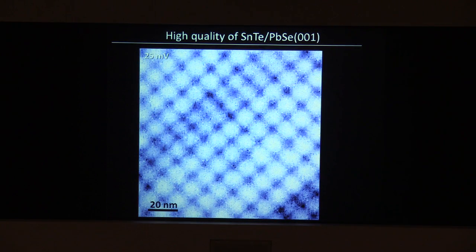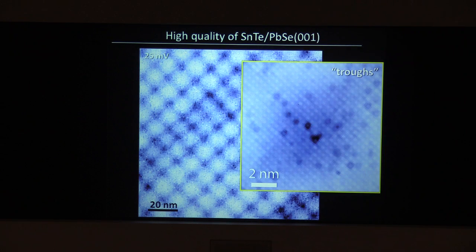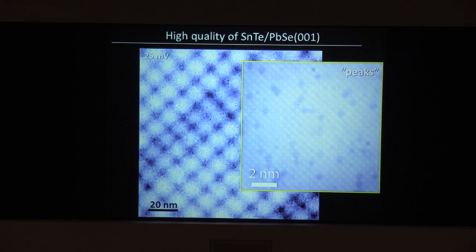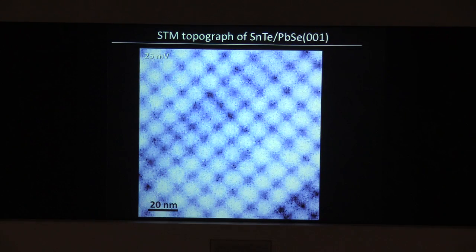Okay? All right, so now let's look at the sample. That's what it looks like. These little dots are actually atoms. And in fact, if you zoom in, into the troughs, you can see the beautiful square atomic arrangements. The peaks, same square atomic arrangements. So, this crystal structure is quite good.